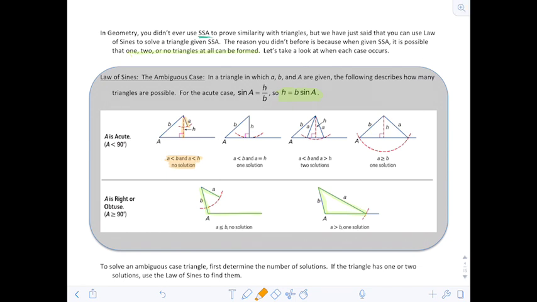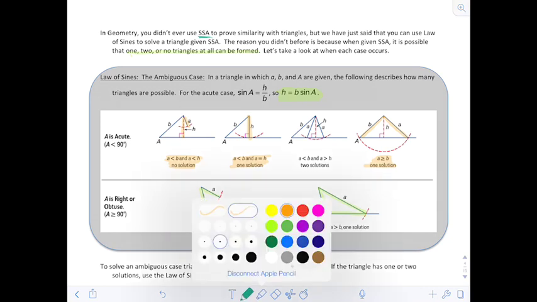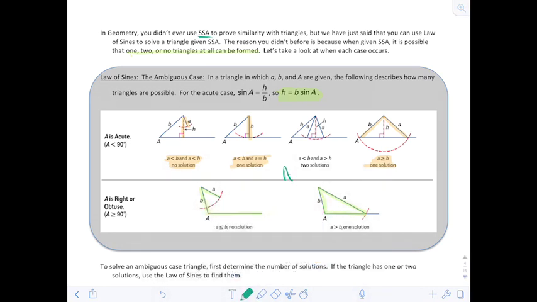If we find the area and A is equal to the height, that means we have one solution. We actually have a right triangle. If we have A being longer than B, then we can only have one solution. And here is the ambiguous case.